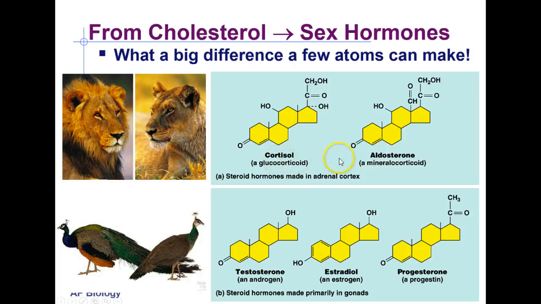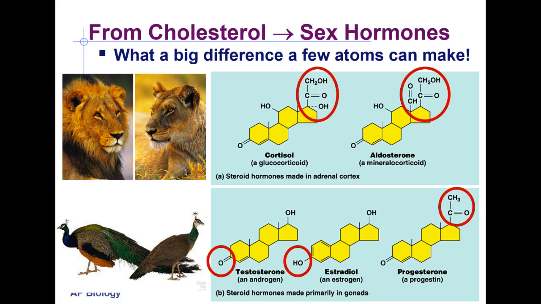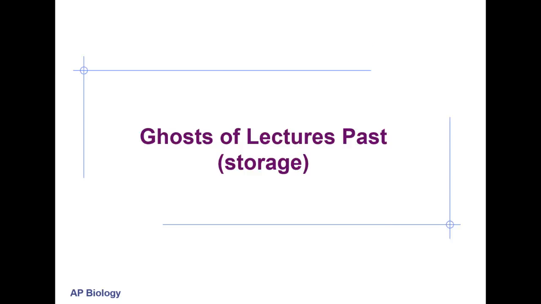Here's some examples of some steroid fats. They look very similar, but just adding little functional groups like an OH here and an OH there or a CO over here just makes all the difference. Looking at testosterone and estrogen, there's not a lot of difference between those two molecules, but look at the differences between male and female that just those little molecule groups make. Build some lipids.